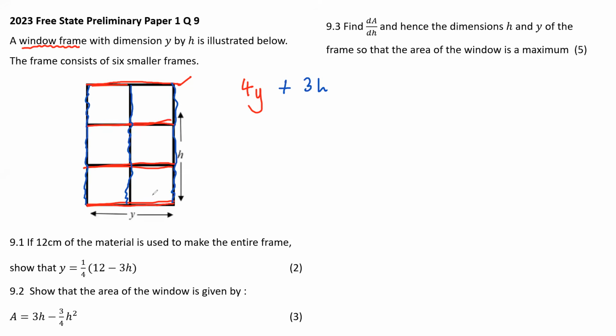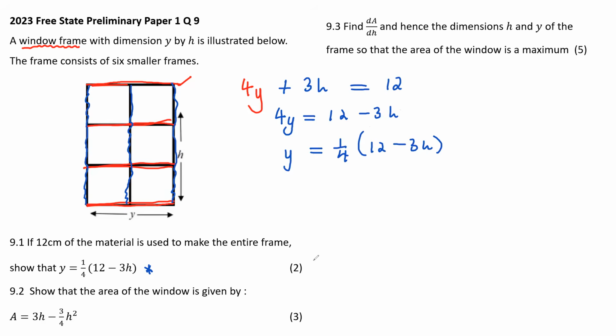So all these dimensions, Y for the 4 horizontal bars, H for the 3 vertical bars, they all make up a material of 12 centimeters. So 4Y plus 3H is equal to 12. Let me know if there's a struggle. But I've got 3 vertical and 4 horizontal. Then I need to make Y the subject because apparently that's what they want here. So the rest is just mathematics. So it becomes 4Y is equal to 12 minus 3H. And then I can divide both sides by 4, which is now a quarter of 12 minus 3H. And for 2 marks, I have shown that this is what you have.